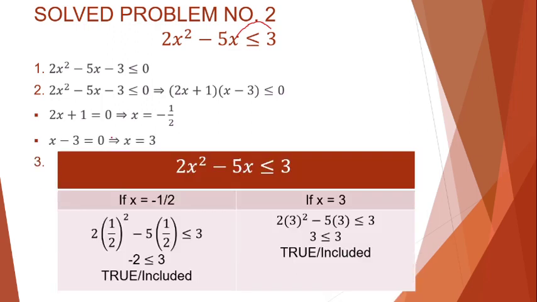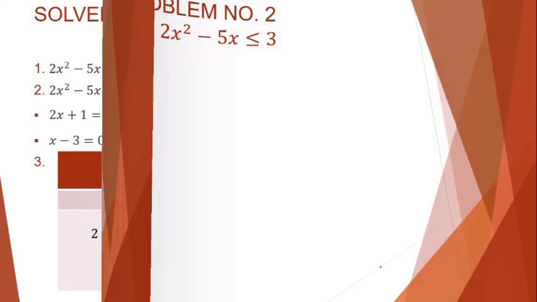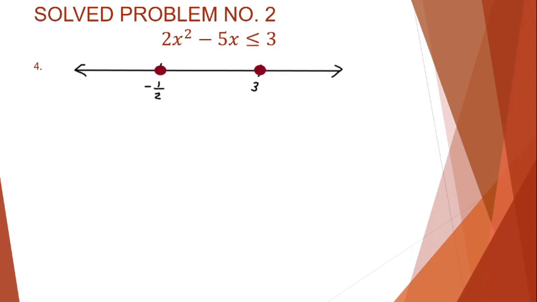Ngayon, you are going to substitute. Ngayon, ano lumabas? Pareha silang true. Negative 2 is less than or equal to 3, that is true. 3 is less than or equal to 3, that's still true. Bakit? Kasi sabi or equal to, so not only less than, also that is equal. Kaya na-consider natin siya as true. Now, ito na yon. Solid circle kasi nga, nag-true nga, included.